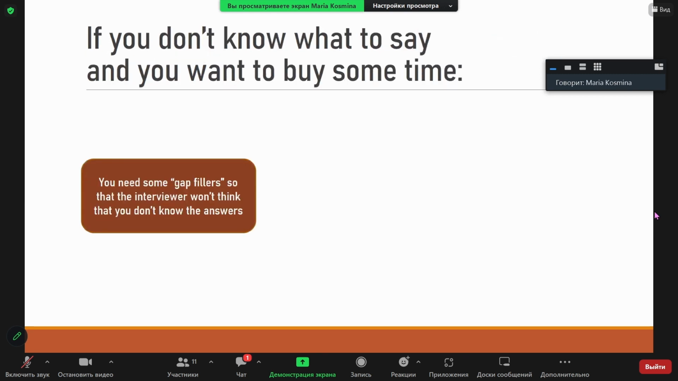Then I can share with you some useful functional phrases in case you don't know what to answer, in case the answer doesn't come to your head straight away and you need to win some time, you need to buy some time. It's very important because if you just keep silent, the recruiter might think that you are either incompetent or you simply don't know the answer.